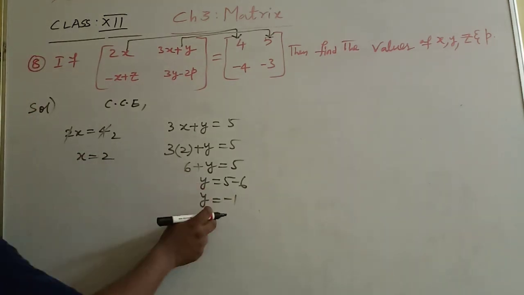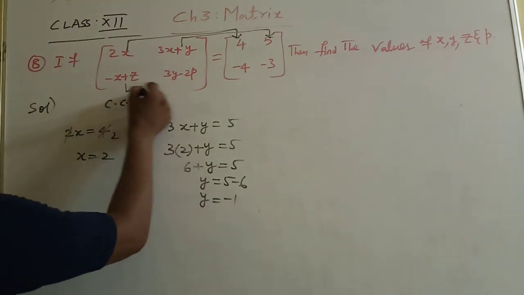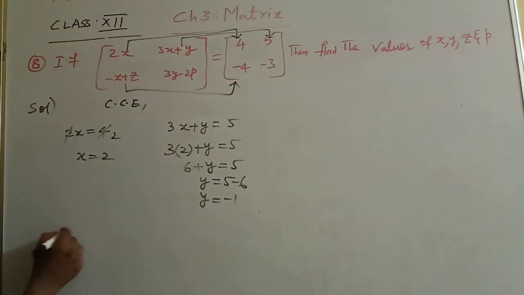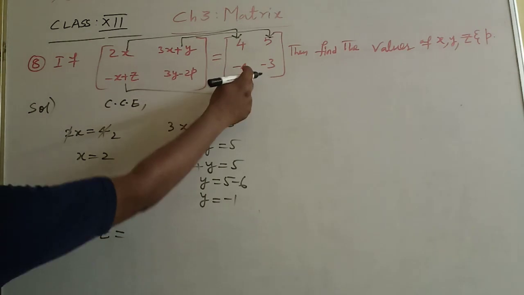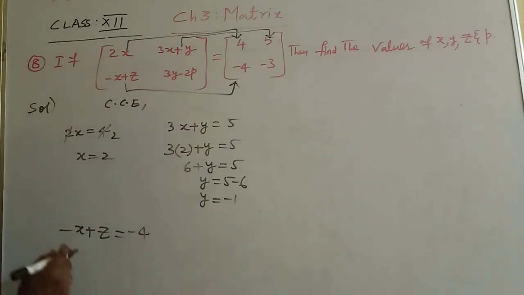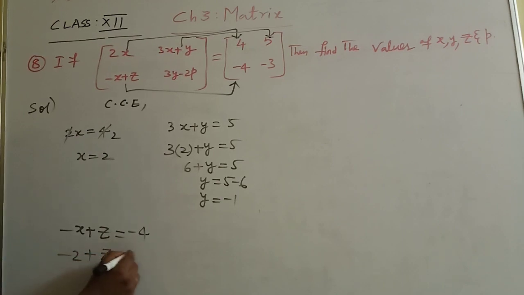Now you know the x value and the y value. Now its third element you can compare. Minus x plus z is equal to minus 4. Now, what is x here? 2. Minus 2 plus z is equal to minus 4. Minus 2 goes to that side as plus 2. So z is equal to minus 4 plus 2.